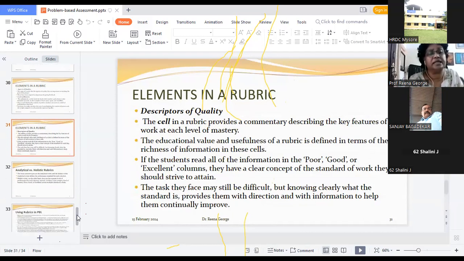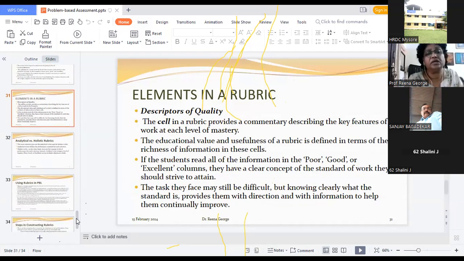It is the continuation of the same slide. And we have a vertical column and a perpendicular row. And we have each cell. In each cell, we describe the quality of that particular cell. So if the students read all the information in the poor, good, or excellent columns, they have a clear concept of the standard of work that they should strive to attain.